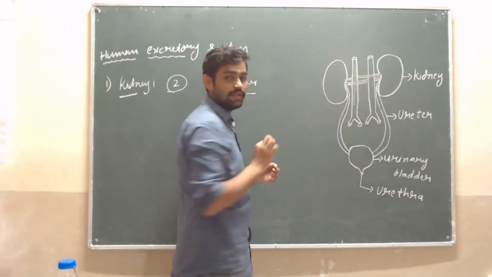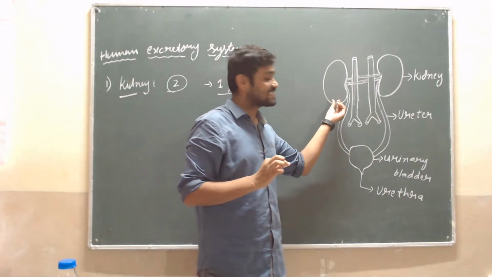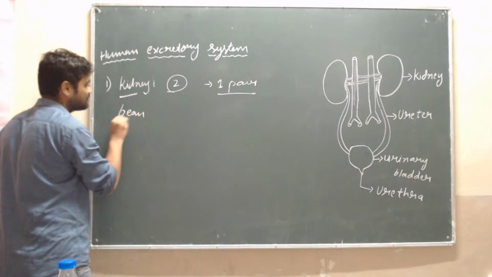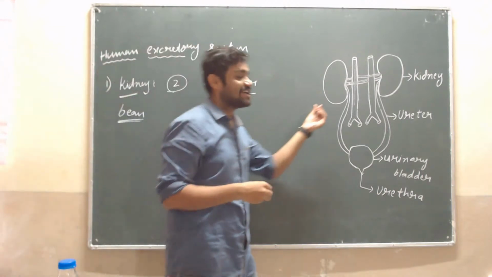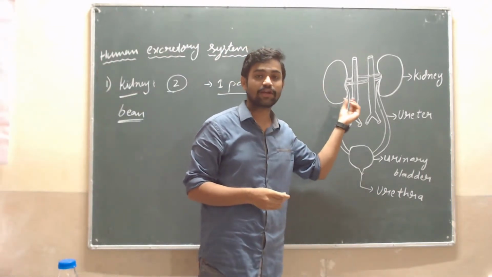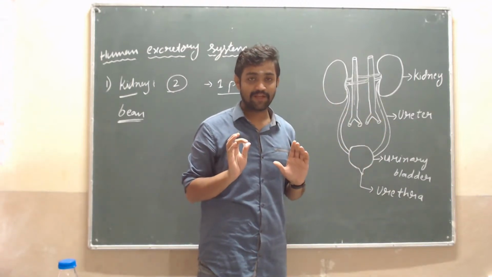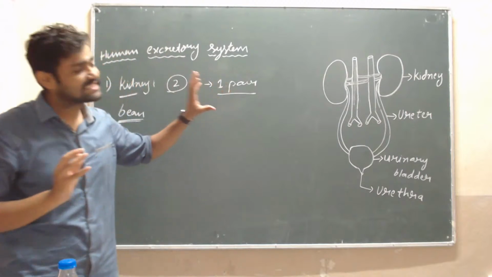See, the kidneys are actually bean shaped. Both the kidneys are bean shaped and are connected with blood capillaries. What is the function of these kidneys?